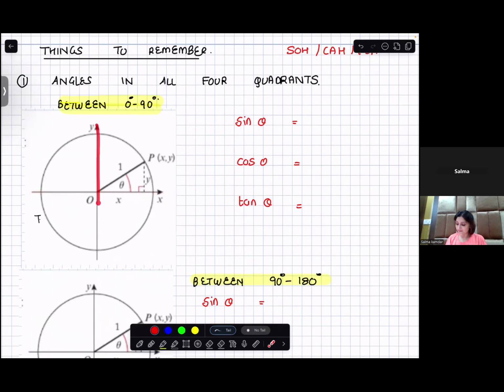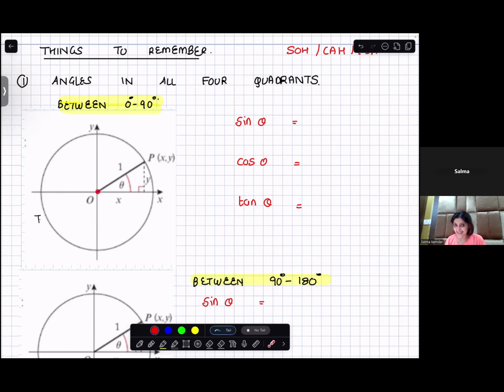and we know this is my y-axis. Since we know this, we also know that this is our first quadrant, this is the second quadrant, this is the third quadrant, and this is the fourth quadrant. So we are talking about angles in all four quadrants. Let's start with some examples.